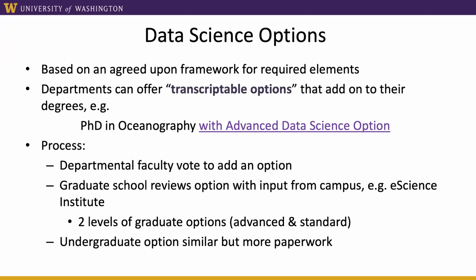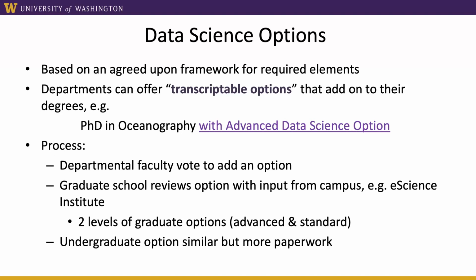So these data science options, as I mentioned, are based on a framework that was agreed upon in this broad group, in the data science working group. And the idea is, if I'm just taking an example, and I use oceanography because that's my background, a student in the graduate program would still get, say, a PhD in oceanography, but it would be with an advanced data science option if they went that direction.